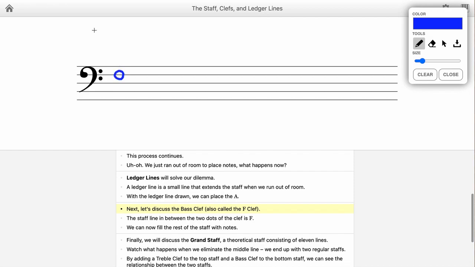We already know that the fourth line is called F. That means that the top line is an A. Remember, the space in between would be a G. If we go above the A, it's a B. If we want to keep going, now we have to add our ledger line, draw a note on the ledger line, and now we have the note C.